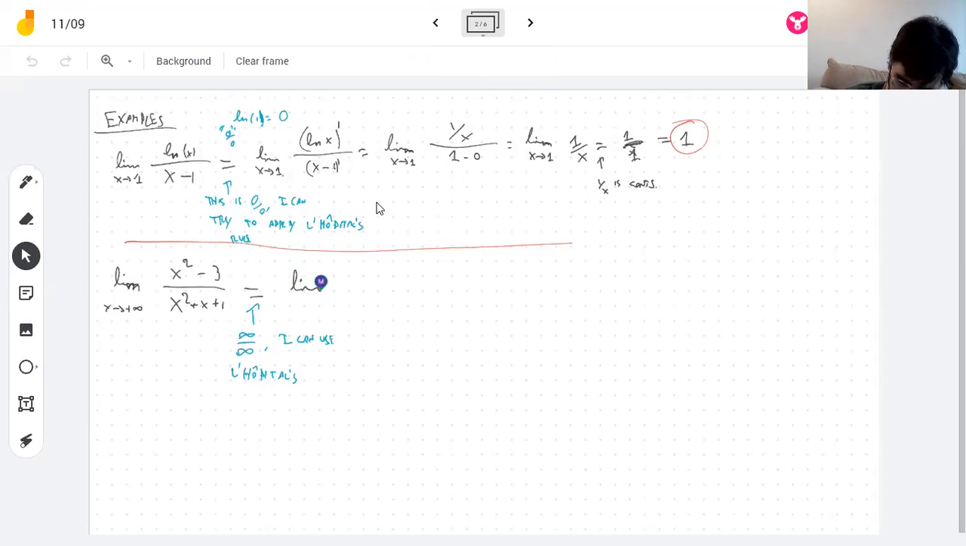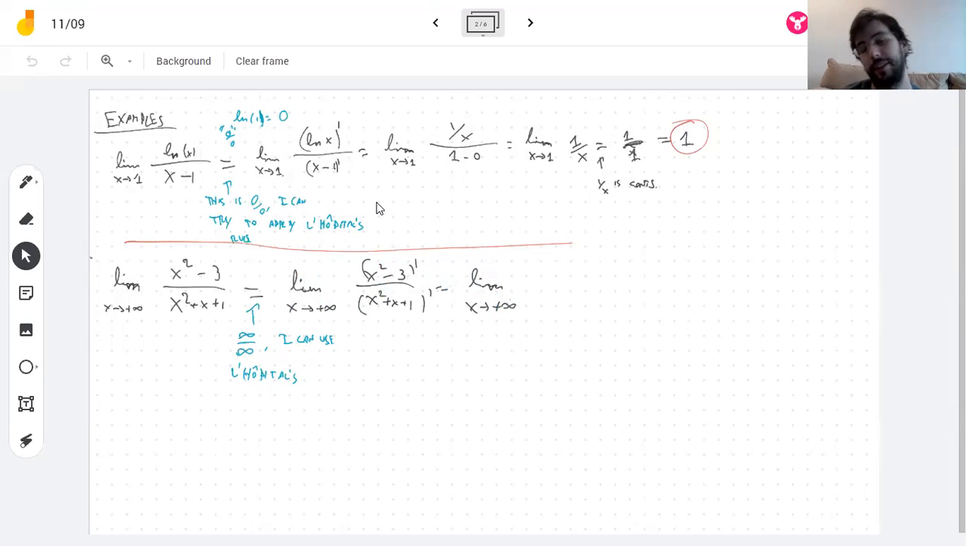But in this case, this is infinity by infinity, so it's definitely going to work. So I can take the derivative of the top and the bottom. Of course, this is a limit that you knew how to do already, and you know the answer is going to be 1, because the leading term is x squared in both of them, which has leading coefficient 1. We can also show this using L'Hopital's rule and never divide. Well, sometimes there's no other way to do it but dividing the numerator and denominator.